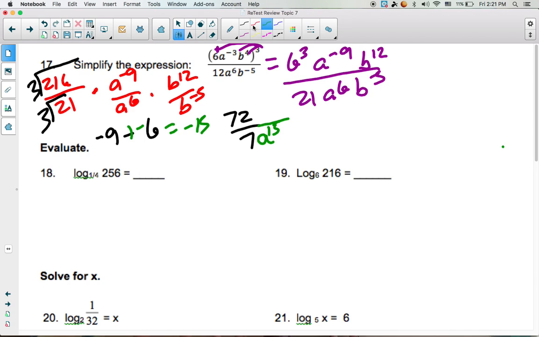Then we go to our b's, and we've got b to the 12th divided by b to the negative 5. The laws of exponents say when you divide the same base, subtract the exponents. 12 minus a negative 5. A minus minus becomes plus. 12 plus 5 is 17. Now, where does the b go? I have a 12 and a negative 5. Which number is bigger? Well, 12 is bigger, and that's in the numerator, so the b will be in the numerator, and we'll put the 17 on it. So we have 72 b to the 17th divided by 4 a to the 15th. And that is our solution.